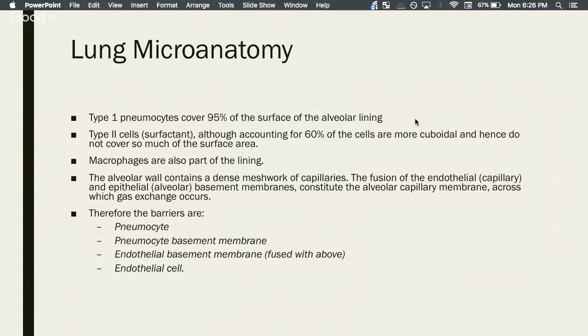They don't cover much surface area because the cells are more cuboidal, but they do account for about 60% of the actual cells themselves. Your last cell type are your macrophages, and those are also part of the lining. And then beneath that you have your capillaries. So the barriers between your gas and your blood are your pneumocytes, the pneumocyte basement membrane, the endothelial basement membrane, and your endothelial cells. But your two basement membranes are basically fused together.